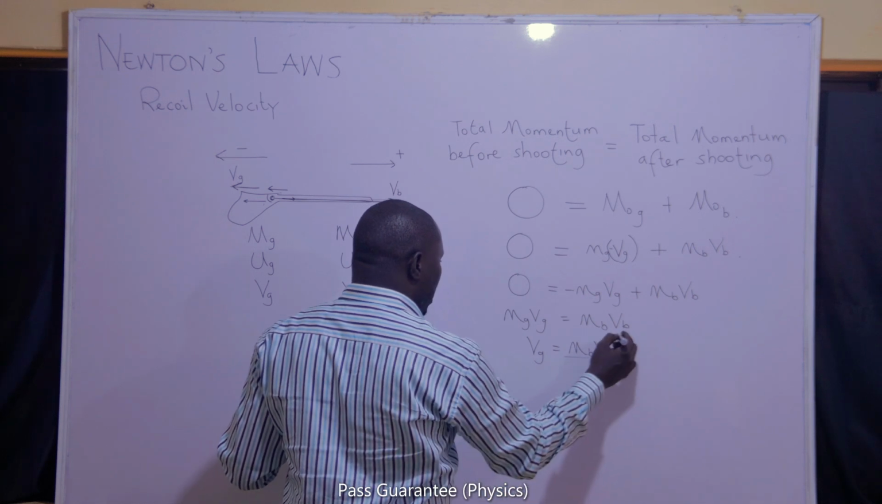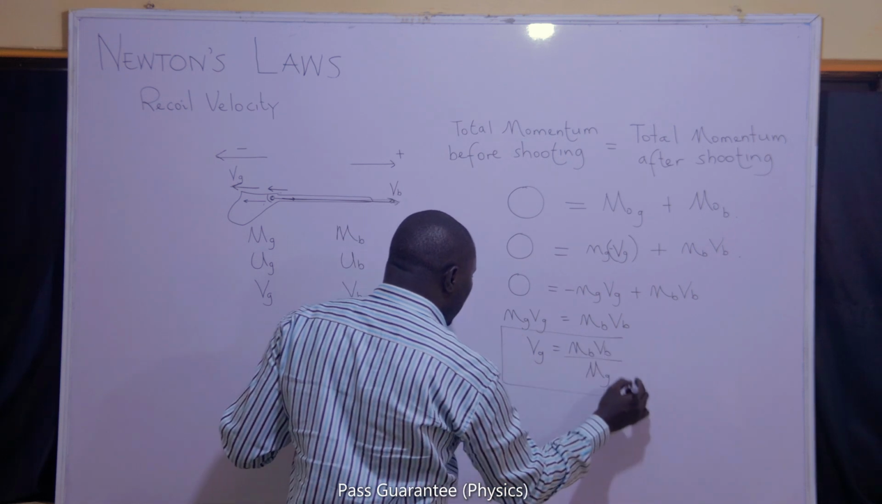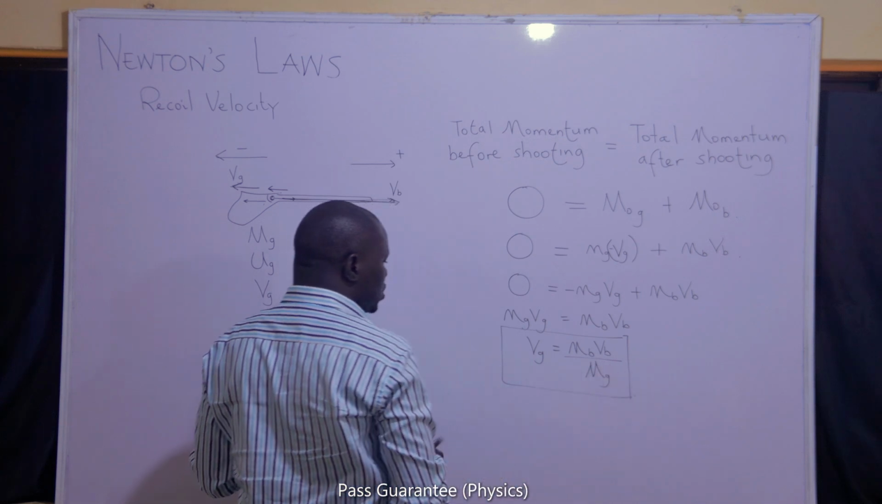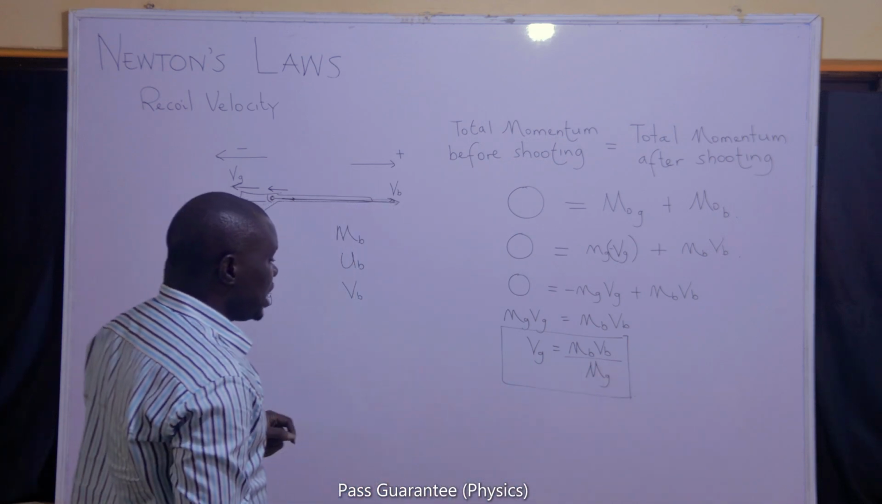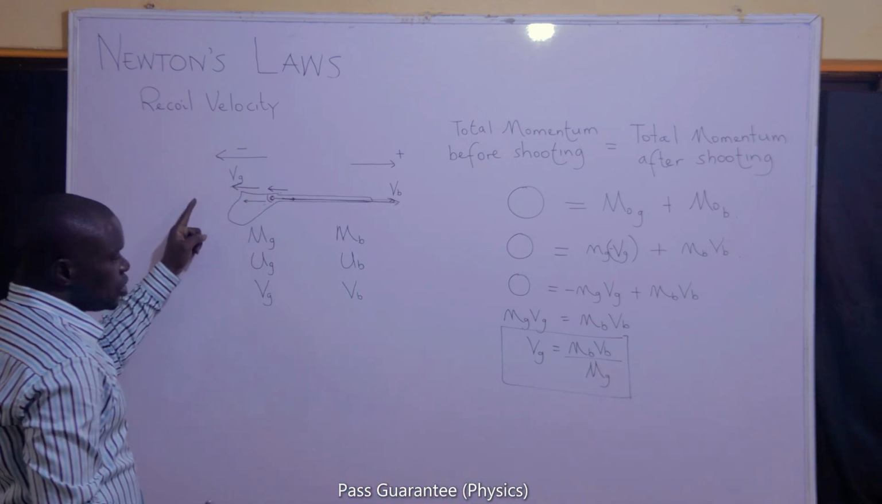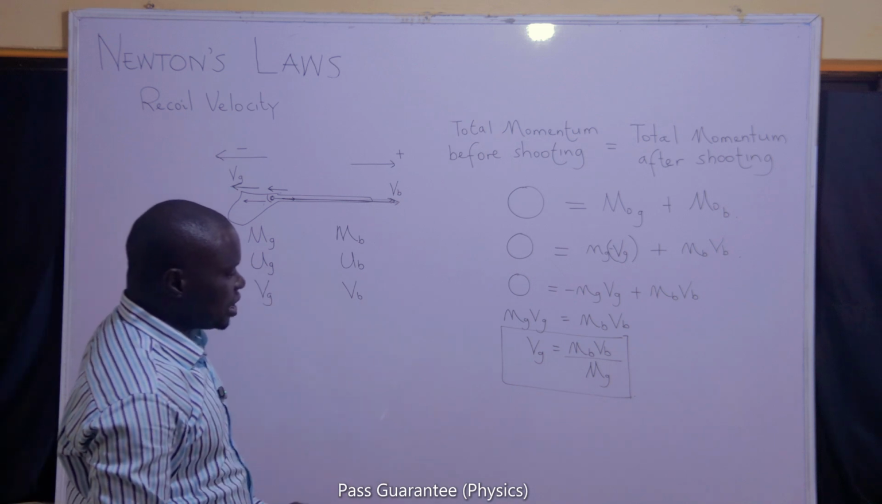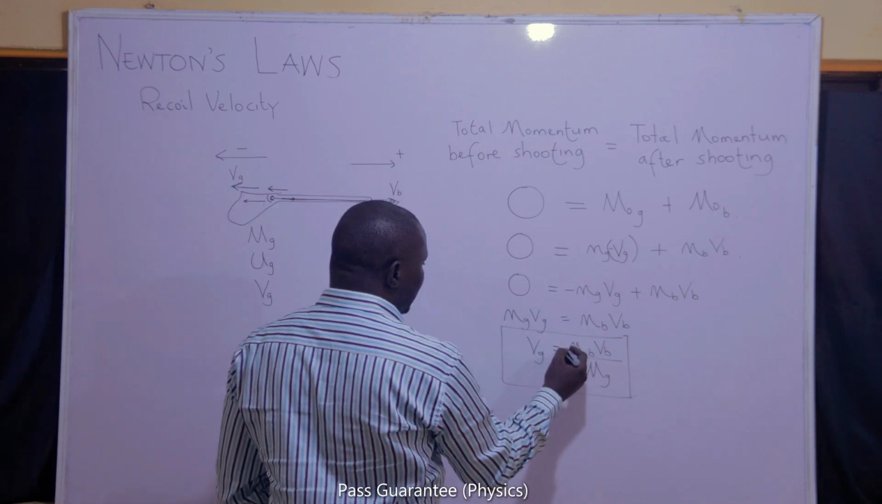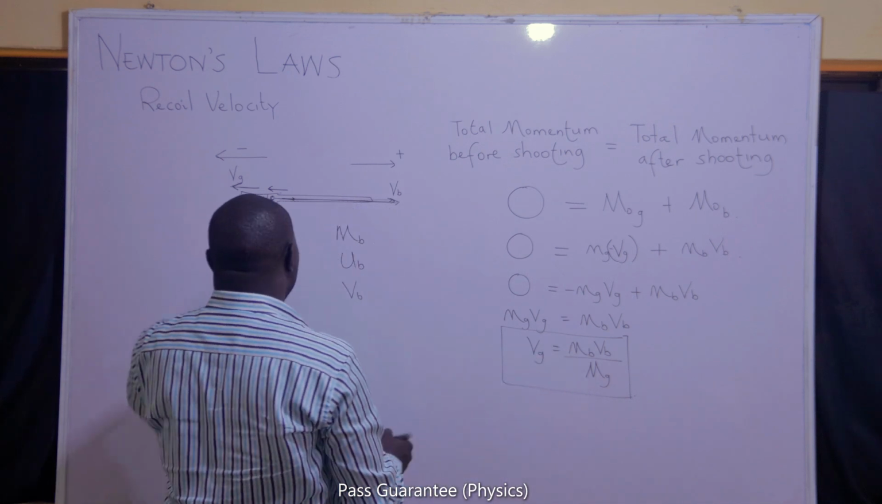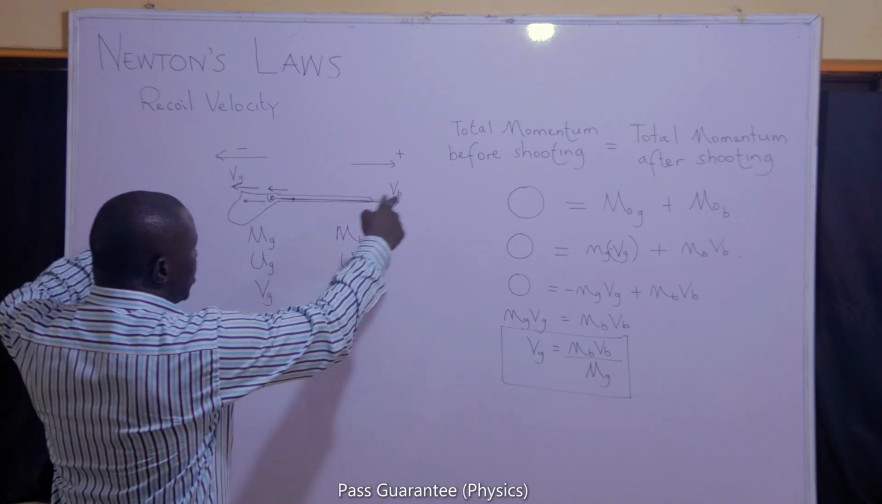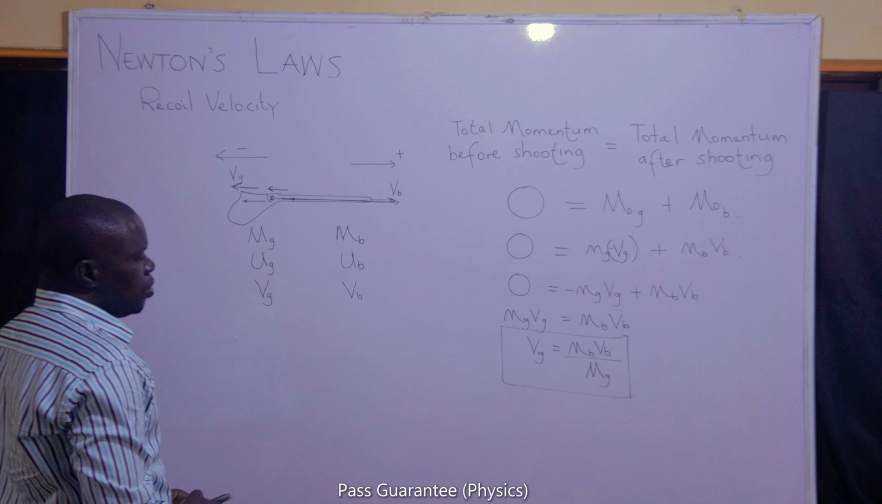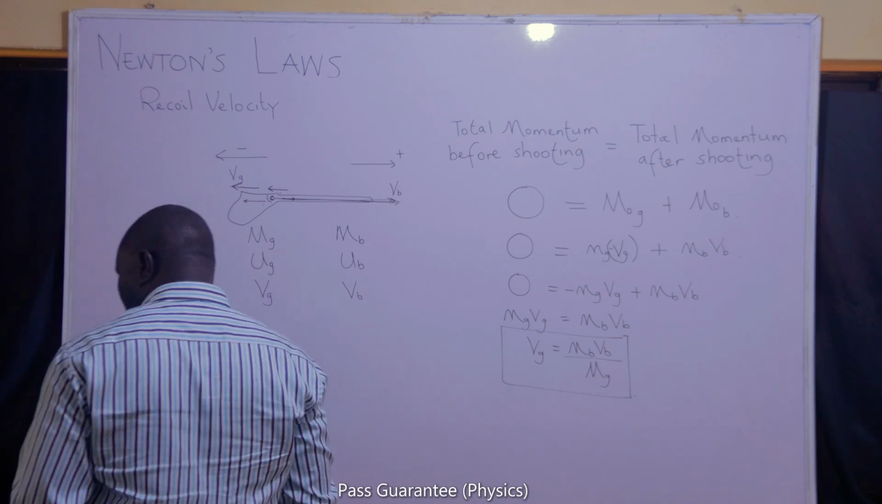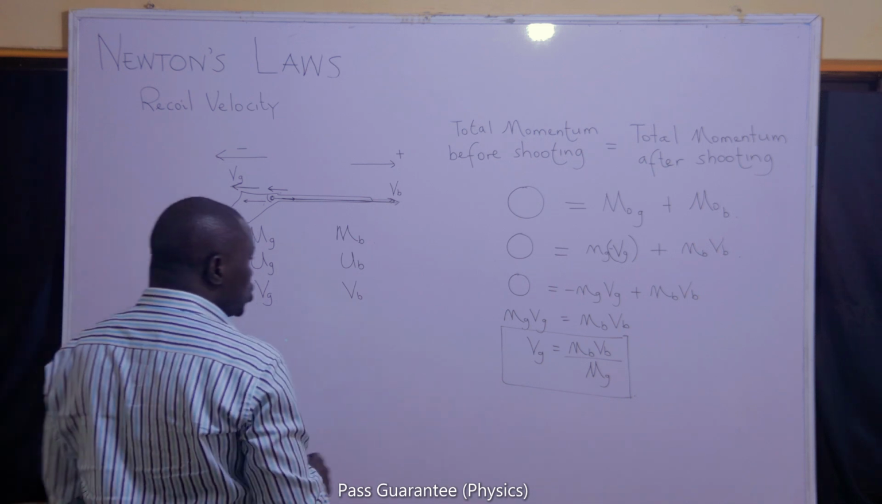And this is the formula for the recoil velocity of the gun. Note that I've already assumed that it is in the opposite direction, so the minus is not reflected in this equation. If I had left it as positive, I would have had minus. That minus suggests that the gun will move in the opposite velocity to the bullet. And that is what we have. We'll get to the point where we are going to use this.